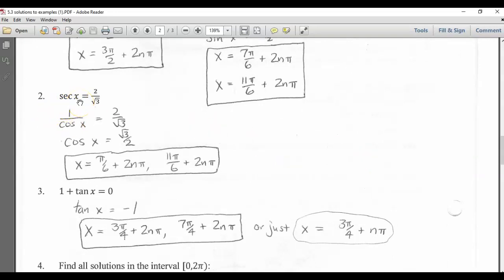The secant of x is the reciprocal of the cosine of x. So if we want secant x to be 2 over the square root of 3, that means cosine of x has to be the square root of 3 over 2.